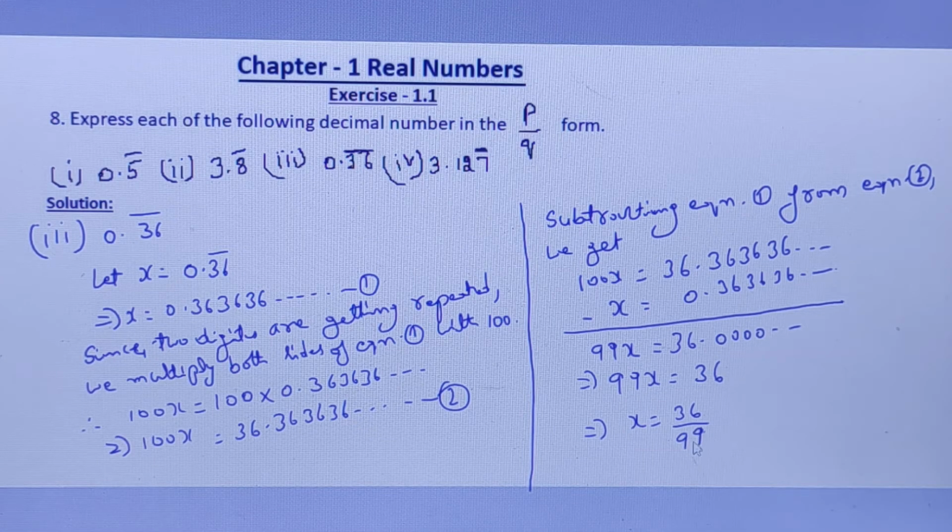So 9 11s are 99, 9 4s are 36. So this implies x is equal to 4 by 11, which is of the form p by q.